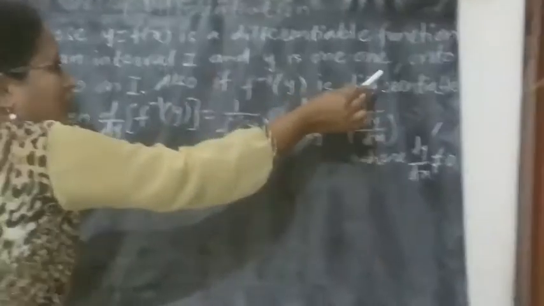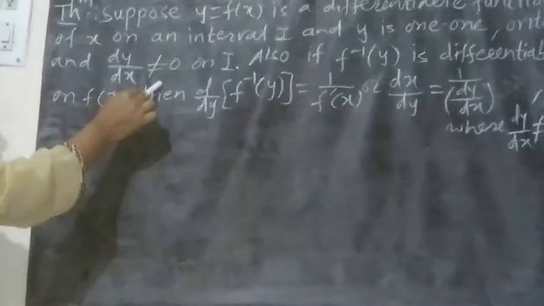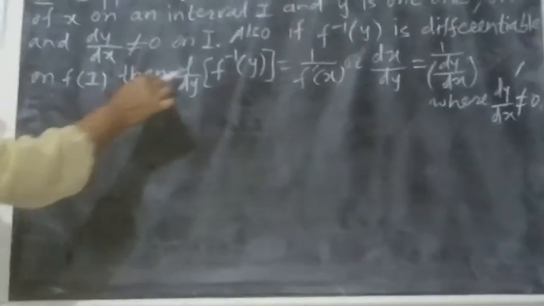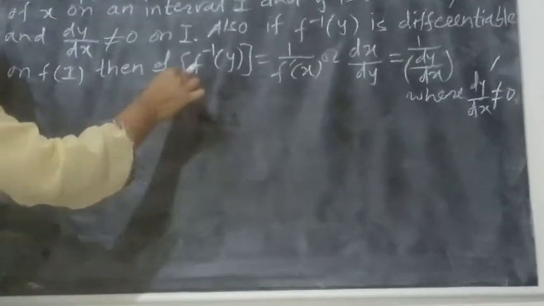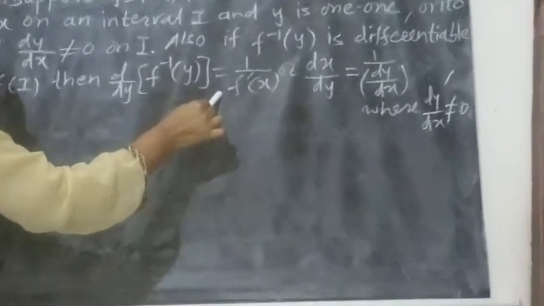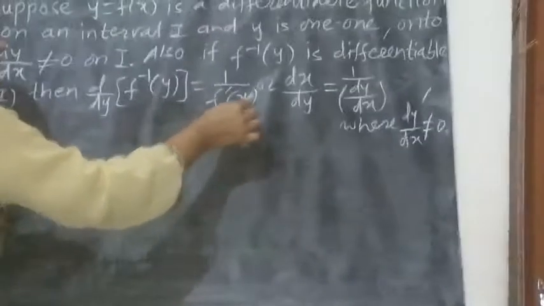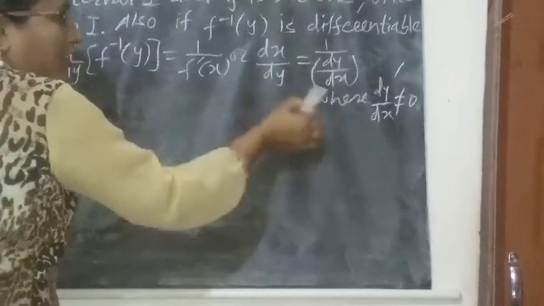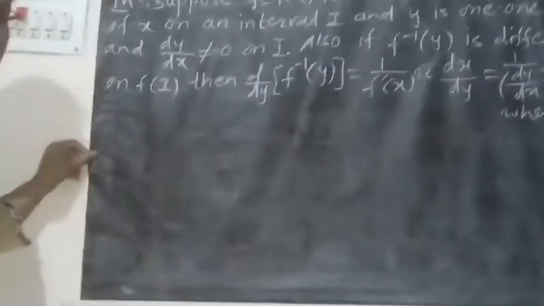Suppose y is equal to f of x is a differentiable function of x on an interval I, and y is 1-1 and onto, and dy by dx is not equal to 0 on I. Also, if f inverse of y is differentiable on f of I, then d by dy of f inverse of y is equal to 1 upon f dash of x, or dx upon dy is equal to 1 upon dy by dx, where dy by dx is not equal to 0. Now let us see this theorem and its proof.